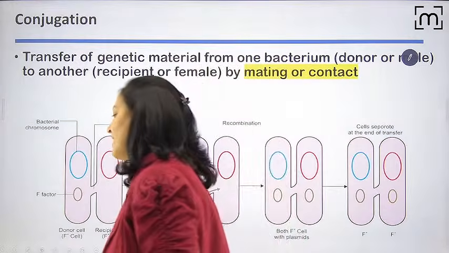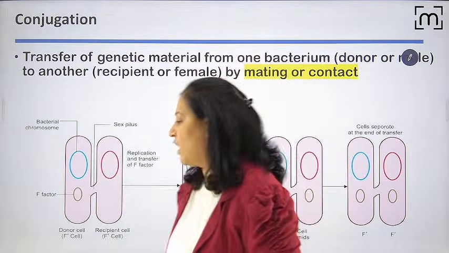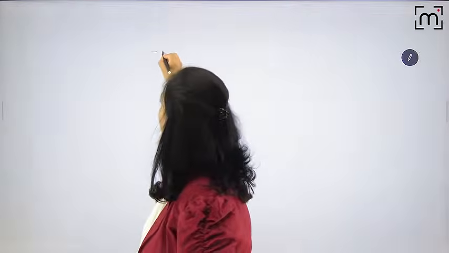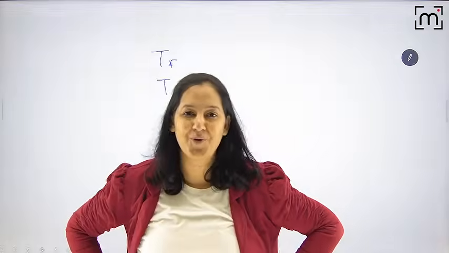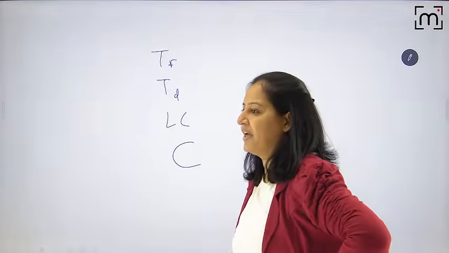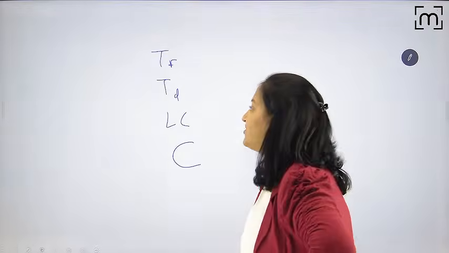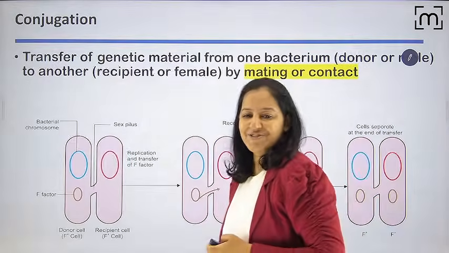Okay. The fourth and the last type of gene transfer. Till now I taught you three: transformation, transduction, lysogenic conversion. I hope you know all three. These three are done. Now the last one is conjugation. Yes or no? The last one is conjugation. Say yes.